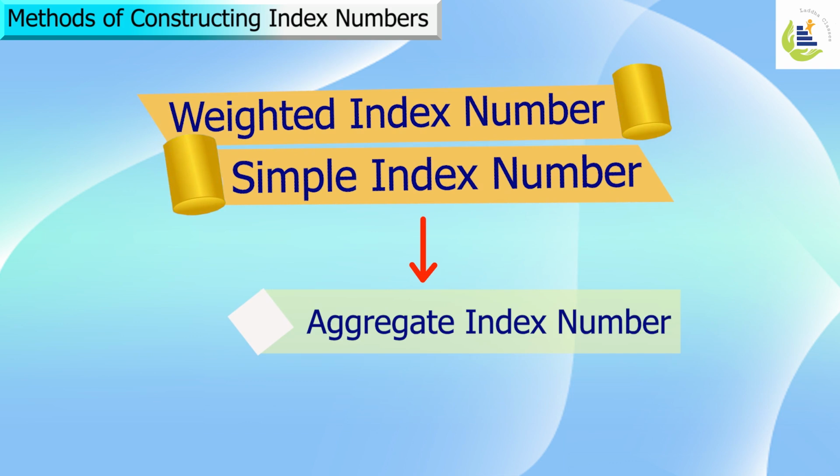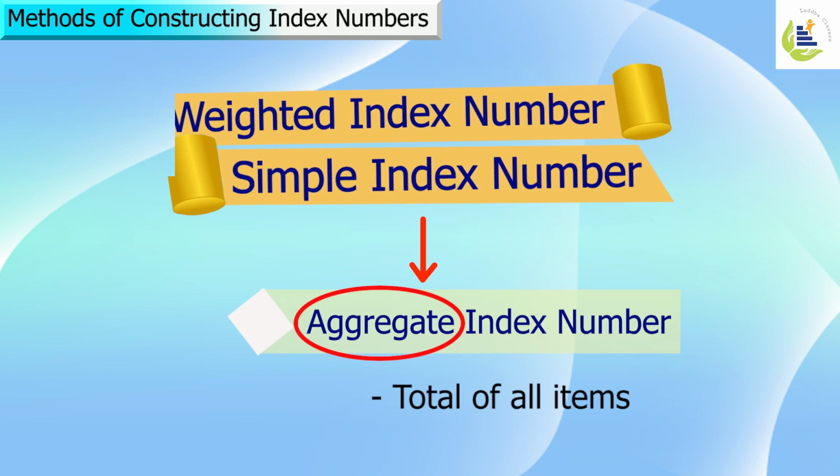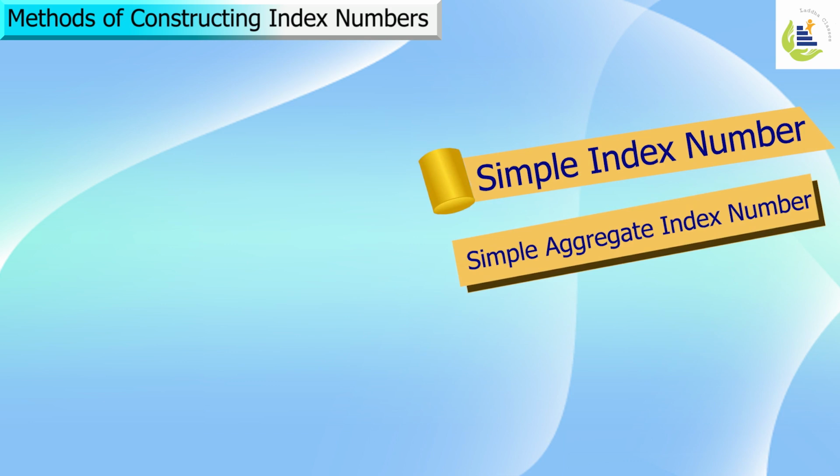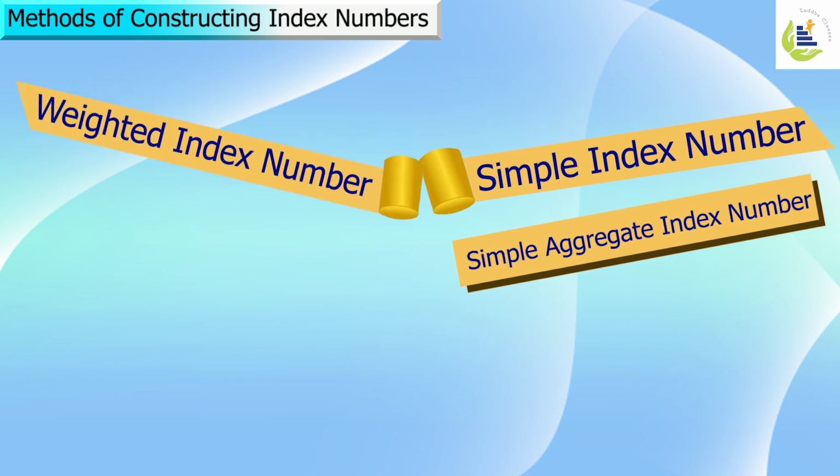Now, what is aggregate index number? Whenever we calculate those index numbers mathematically, we take aggregates of all the values. What is aggregate? In simple mathematical terms, the total of all values. Hence, the simple index number is also known as simple aggregate index number, and weighted index number is also known as weighted aggregate index number.